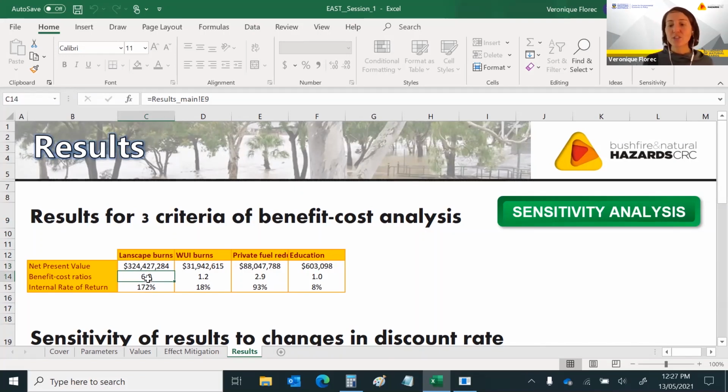The benefit cost ratio represents the value for money that you can get from each mitigation option. It is basically telling you, if you invest $1 in this mitigation option, how much do you get in benefits? So if I invest $1 in landscape burns, I get $6 in benefits. If private landowners invest $1 in the private fuel reduction, they get $2.9 in benefits. So in these two cases, you get significant benefits that are more than double your investment.